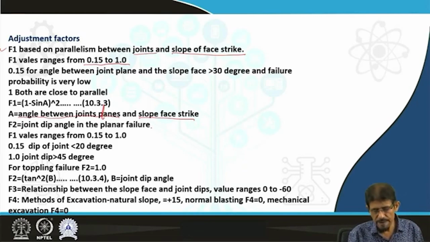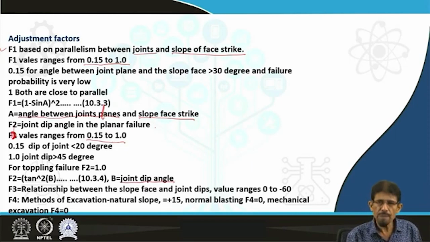F2 is the joint dip angle in planar failure. F2 values range from 0.15 to 1.0, same as we observed in the case of F1, and this way we recognize the value in case of F2. It is 0.15 if the dip of joint is less than 20 degrees, and 1 if the joint dip is more than 45 degrees. For toppling failure it is not applicable, and we consider F2 as 1.0. Later on people started calculating F2 equal to tan square B, where B is the joint dip angle.